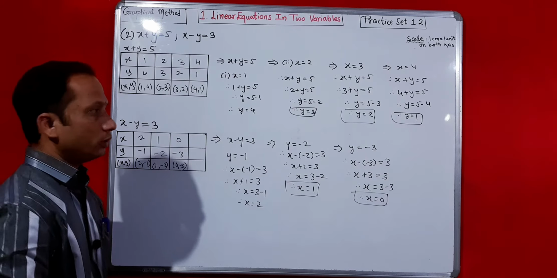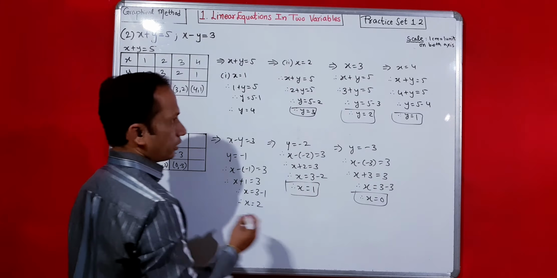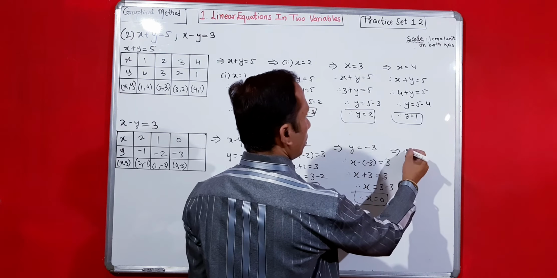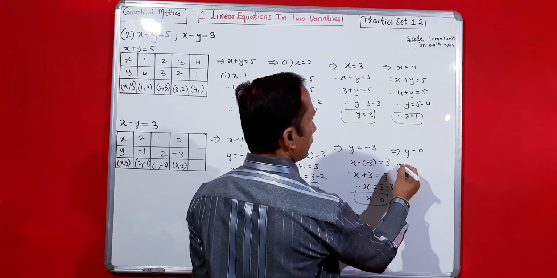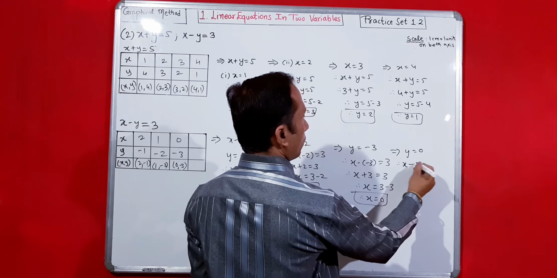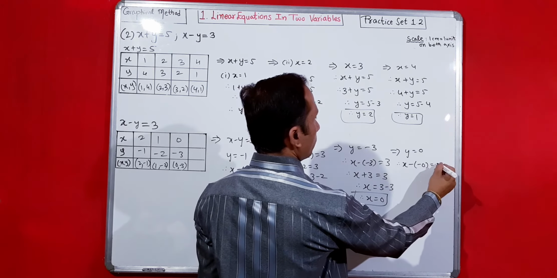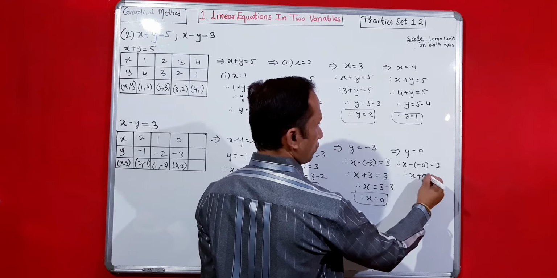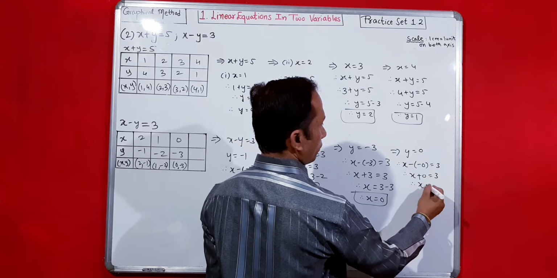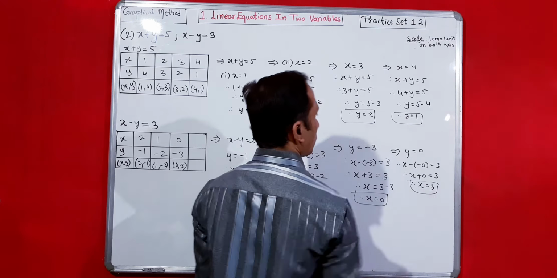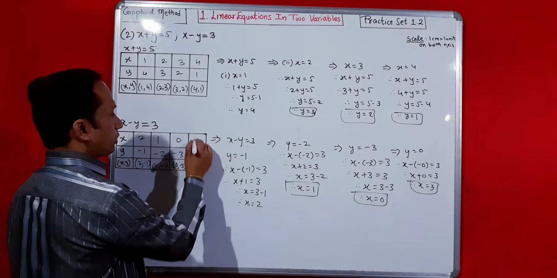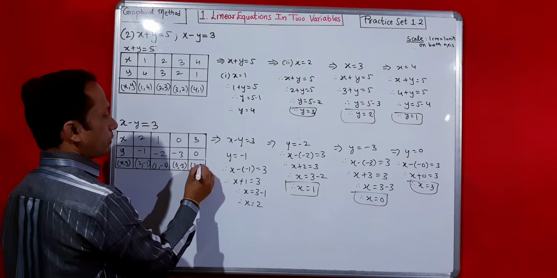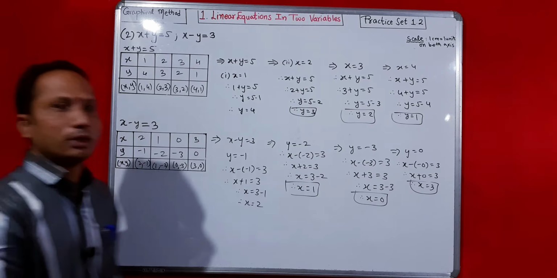This is the third. And the fourth value I will consider. y is equal to 0. Therefore x minus 0 is 3. Therefore x plus 0 is equal to 3. Therefore x is equal to 3. So y is 0, x is 3. Okay, 3, 0. So first make the table like this, a values table.